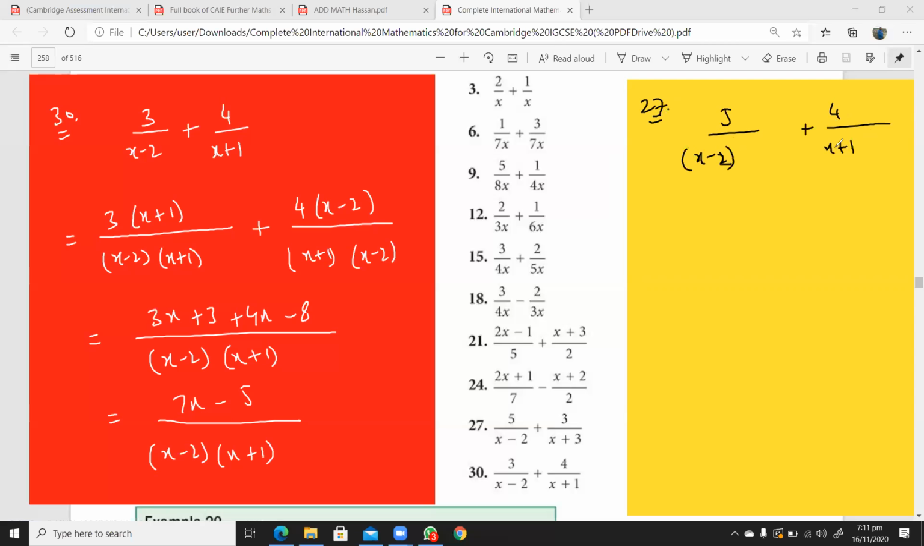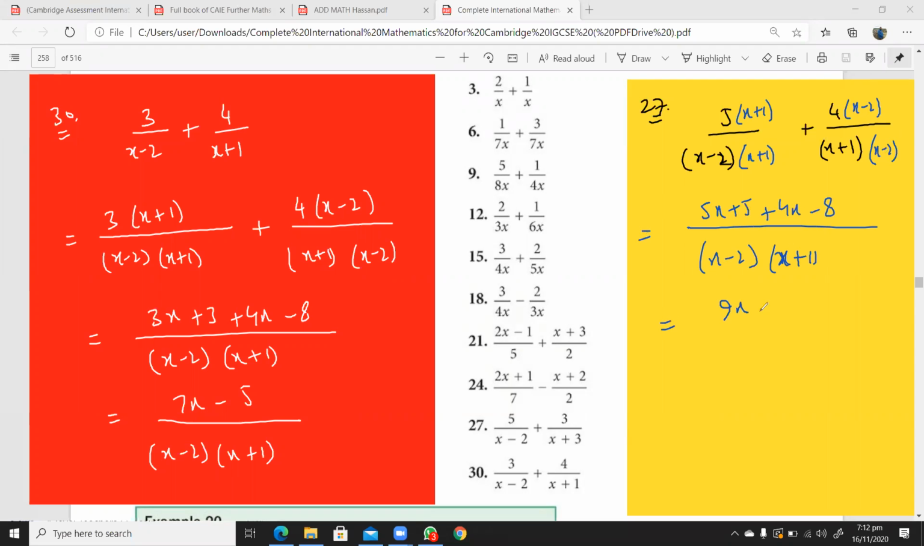So we need to multiply this with x plus 1. This will be multiplied by x plus 1, and this will be multiplied by x minus 2. So you have x minus 2 into x plus 1 in the denominator. And this is 5x plus 5 plus 4x minus 8. This is going to be 9x minus 3 over x minus 2 into x plus 1.